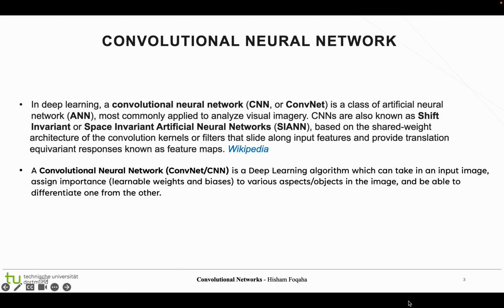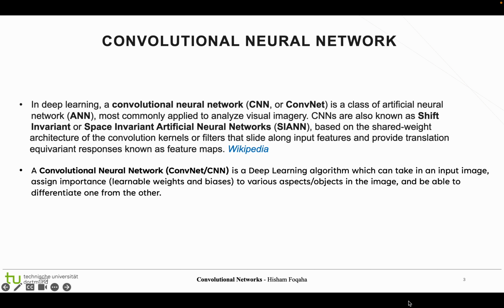So what is a convolutional neural network? In deep learning, a convolutional neural network, or sometimes we refer to it as a CNN or ConvNet, is a class of artificial neural network most commonly applied to analyze visual images. CNNs are also known as shift invariant or space invariant artificial neural networks, based on the shared-weight architecture of the convolution kernels or filters that slide along input features and provide translation equivariant responses known as feature maps. This definition was from Wikipedia.